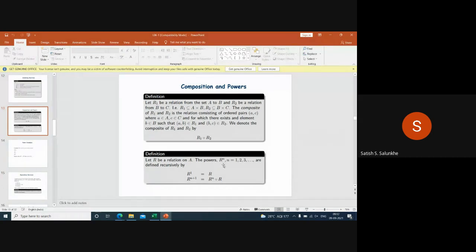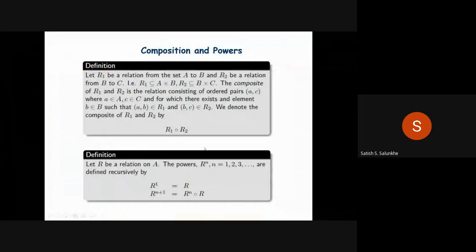So, what is the composition of a relation? It is basically the collection of all elements A comma C such that A comma B belongs to R1 and B comma C belongs to R2. R1 composition R2 is the collection of A comma C where A comma B belongs to R1 and B comma C belongs to R2. We want the A comma C pair.